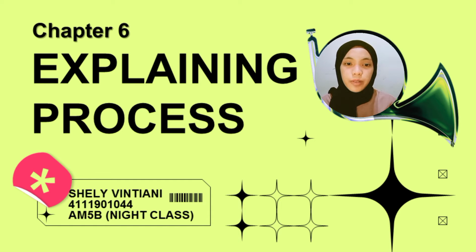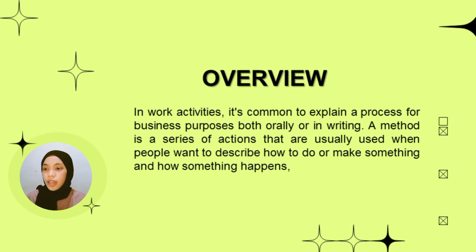In this chance, I will present chapter 6 about explaining process. So first is overview. In work activities, it's common to explain a process for a business purpose, both orally or in writing. A method is a series of actions that are usually used when people want to describe how to do or make something and how something happens, such as designing an attractive flyer, manufacturing a product, etc.